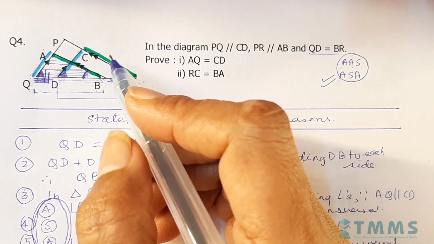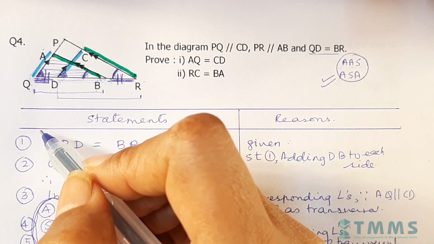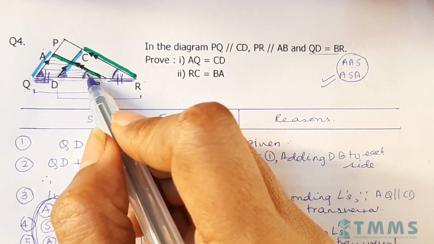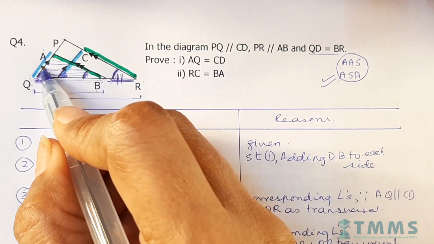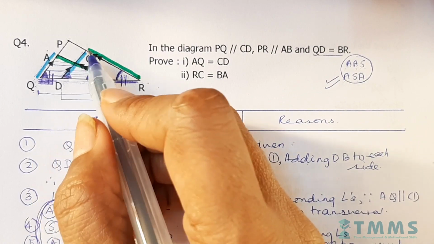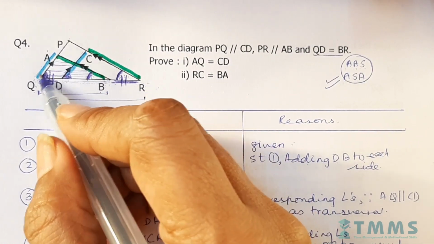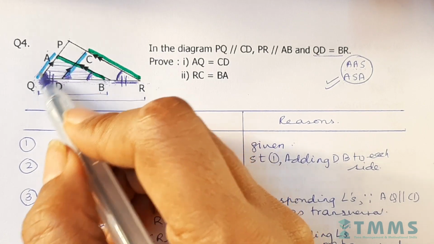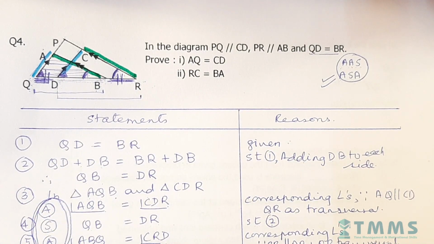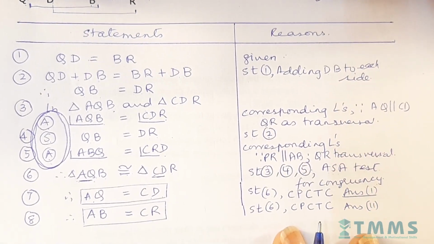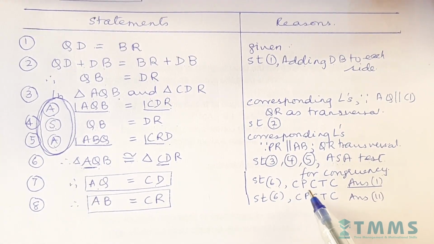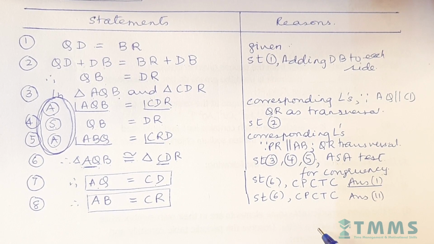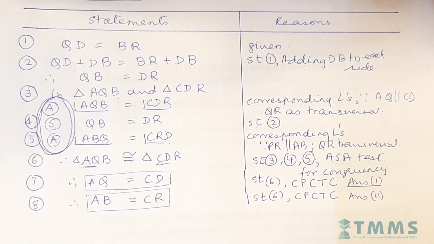What does it mean by corresponding sides? They are going to be opposite equal angles. Now, can you see this angle and this angle? They are equal angles. Opposite them will be the equal sides. So, the sides opposite congruent angles are going to be congruent. So, AQ and CD, they are going to be equal. So, we have written just that. Can you see that? AQ and CD, they are equal because of statement 6, CPCTC. What does CPCTC mean? Corresponding parts of congruent triangles are congruent, and that is our answer number 1.